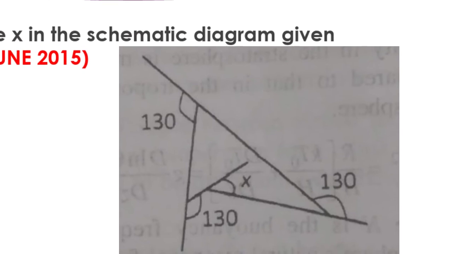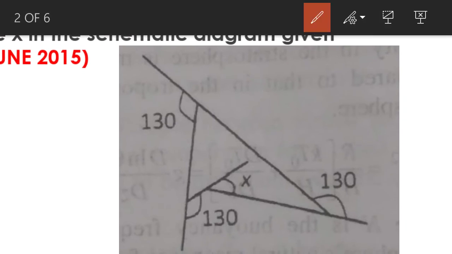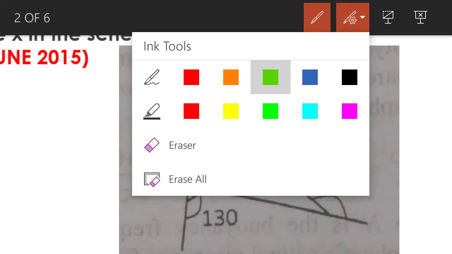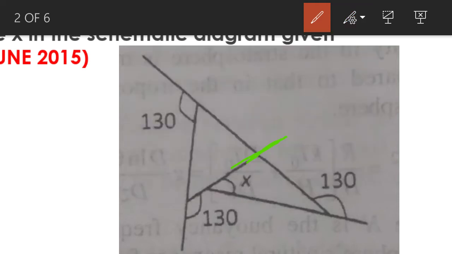So here what you have to do is you just have to increase the length of this line, and after increasing the length of this line, what you will do? You know that the angle of any straight line is 180 degrees. So if the total angle is 180 degrees, the remaining angle here will be 50 degrees. 50 plus 130 is equal to 180. So here the remaining angle is 50 degrees. Here also the remaining angle is 50 degrees, and same here the remaining angle will be 50 degrees.